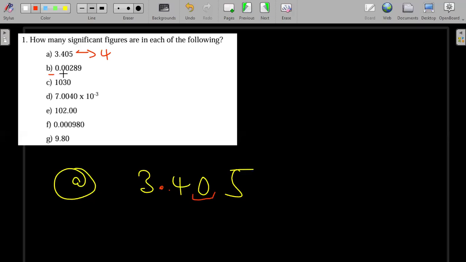What about this one on B? How many significant figures does it have? 3. Okay. Why are these zeros not significant? Yes, they are leading zeros. Exactly. Leading zeros are never significant. So here we just have 3.